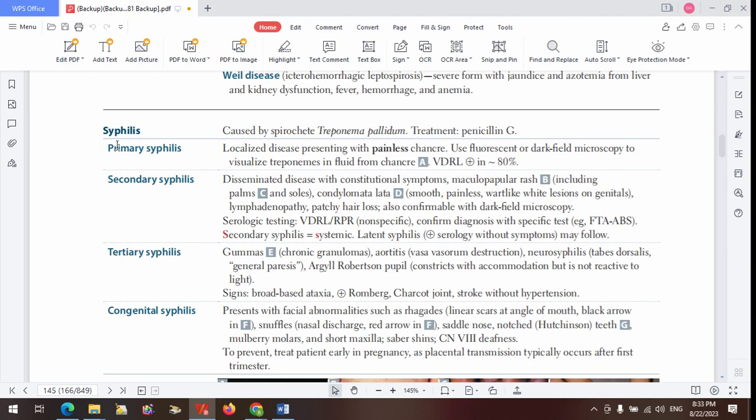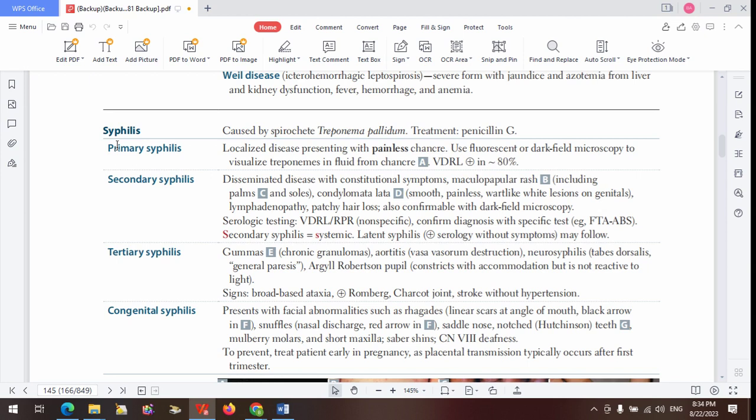So there's a generalized lymphadenopathy. There is skin problem, which is what? The maculopapular rash that covers most parts of the body, extending as far as the palms and the soles. We don't have too many rashes that cross the palms and soles, but syphilis in the secondary form is one of them.